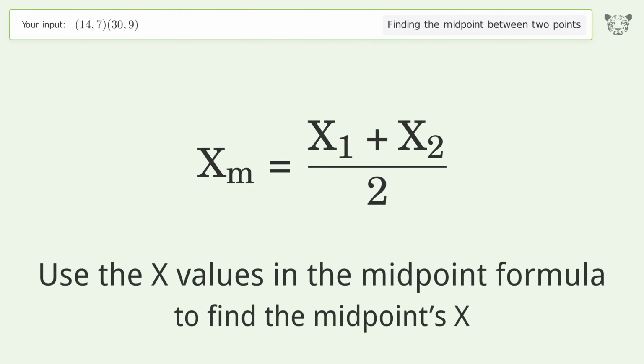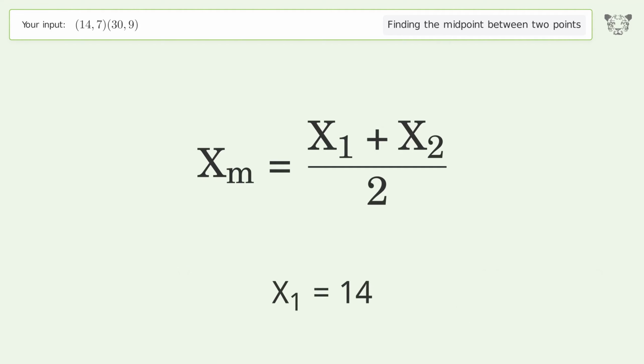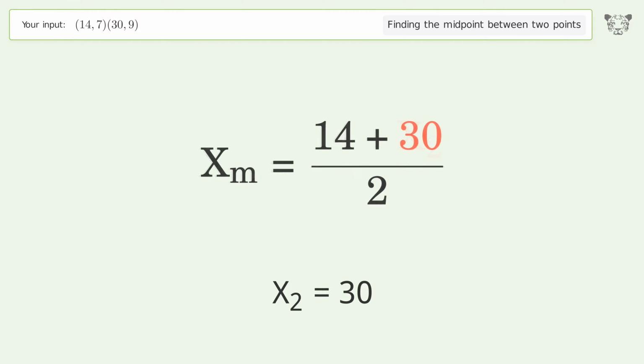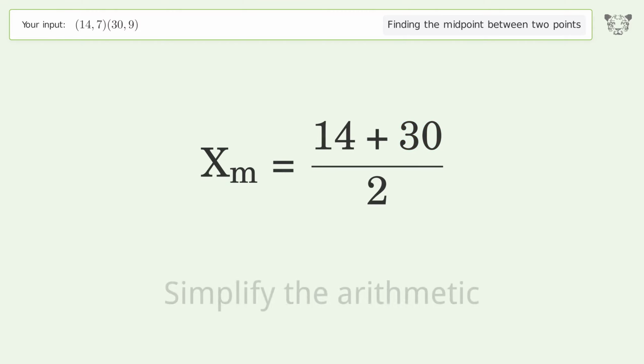Use the x values in the midpoint formula to find the midpoint's x. x1 equals 14. x2 equals 30. Simplify the arithmetic.